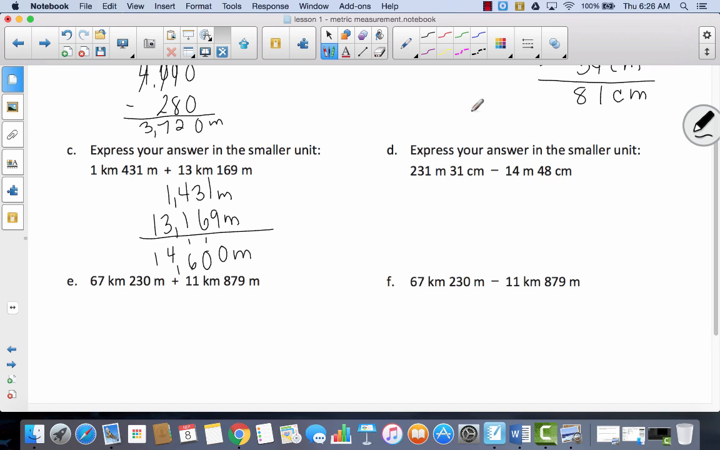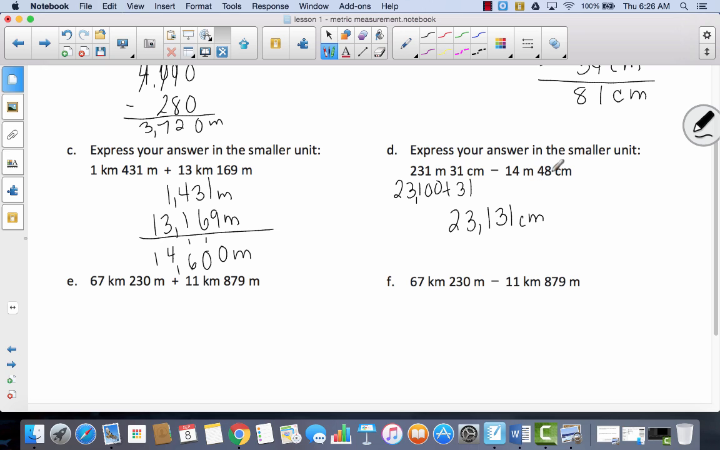So same thing, we're going to express our answer in terms of the smaller unit, and in this case, our smaller unit is going to be centimeters. So 231 meters and 31 centimeters. This is 231 hundredths, which looks like this, 231 hundredths, which is 23,100 plus 31. So that's going to give me 23,131 centimeters.